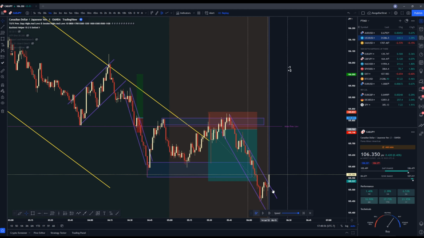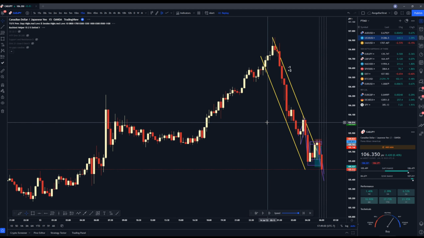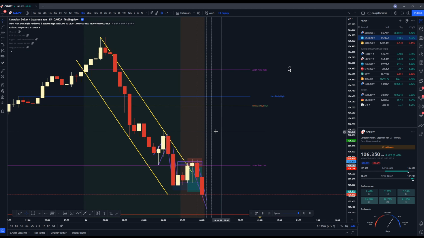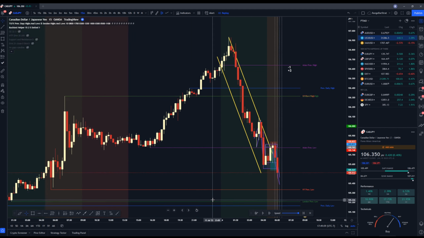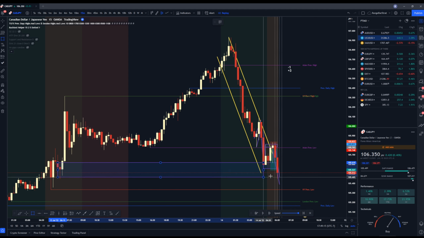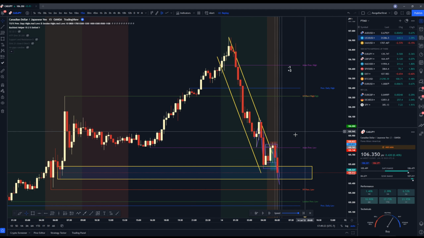I want to check the 15-minute because I want to see where we're at in relation to this overall channel. So we did break out on the 15-minute channel, and then we closed outside of it, and then we made a new low, and that's where we're at right now. So we do have this area of demand that we're playing with right now. Let's mark that out.